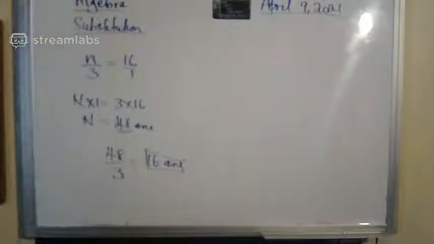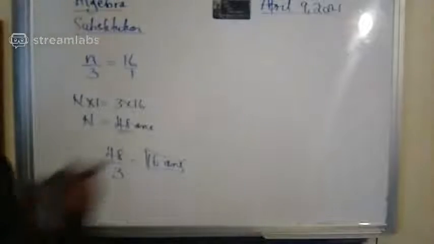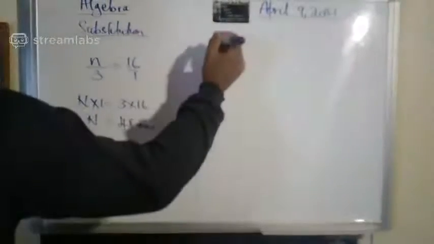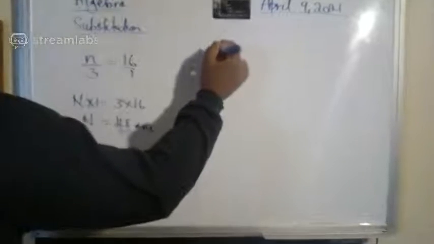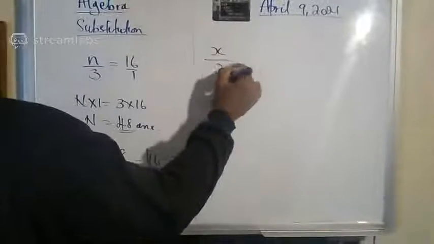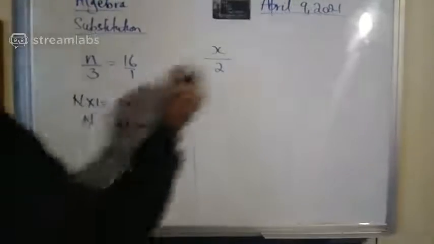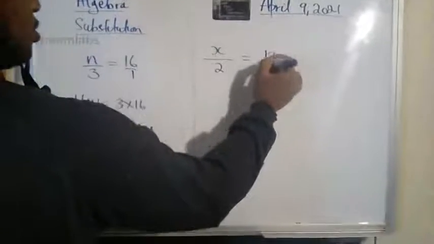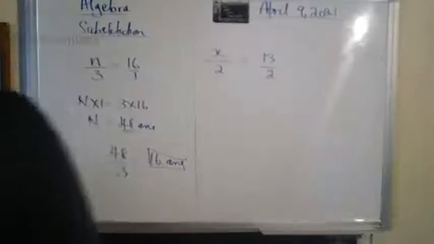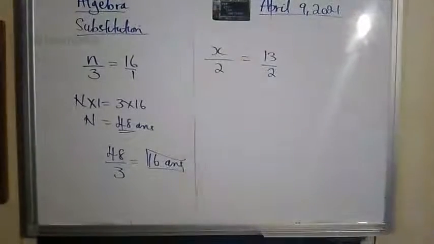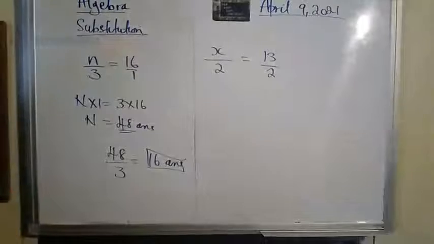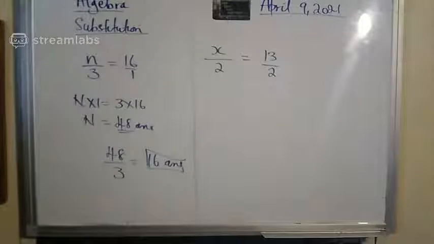Alright, let us look at this one now. We're searching for x. x is such a number that when you divide by 2, you get 13 over 2. What a tricky question. From your look at that, you must know say a 13, because only 13 over 2 is equal to 13 over 2. I don't know what the Americans are doing, you know.